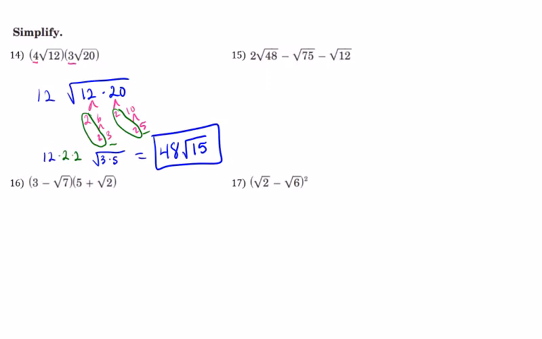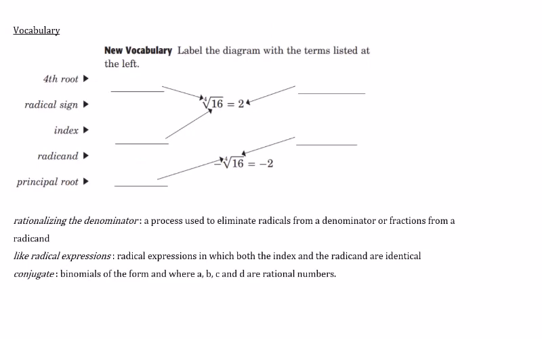So 15, we're adding and subtracting radicals. When adding and subtracting radicals, you can only combine like radical terms. Like radical terms have the same index and the same radicand. Let me just show you that definition. Like radical terms, or like radical expressions, have the same index. Both the index and the radicand are identical. So make sure that the index and the radicand are identical.